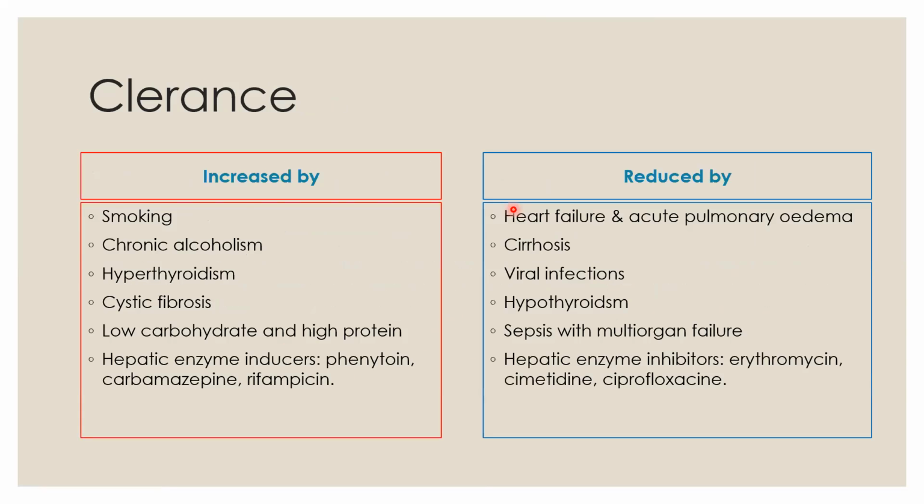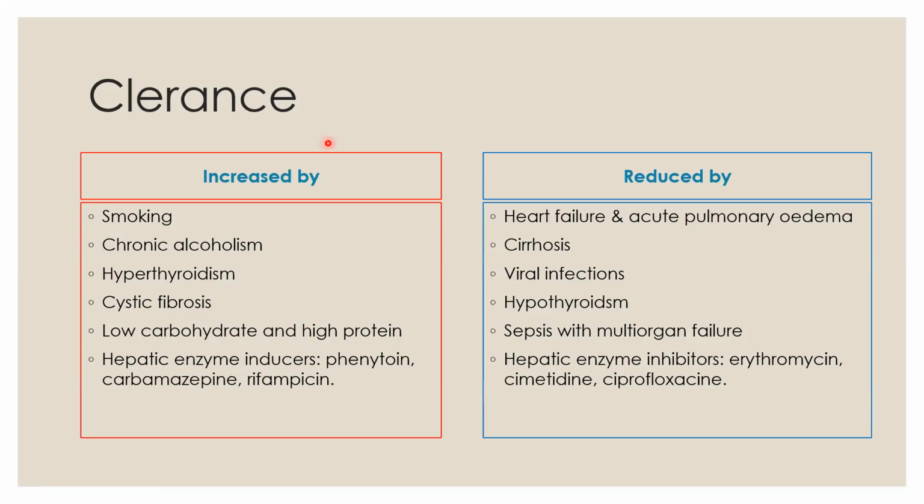Now the clearance can be increased by smoking, chronic alcoholism, hyperthyroidism because of the increase in metabolism, cystic fibrosis as well, a low carbohydrate and high protein diet, and hepatic enzyme inducers such as phenytoin, carbamazepine, and rifampicin. There are also others, but these three are well known as enzyme inducers.